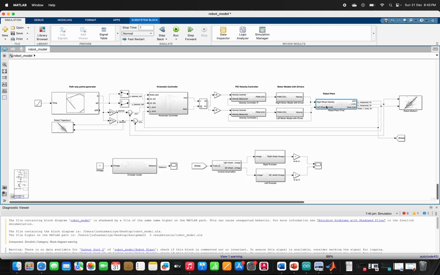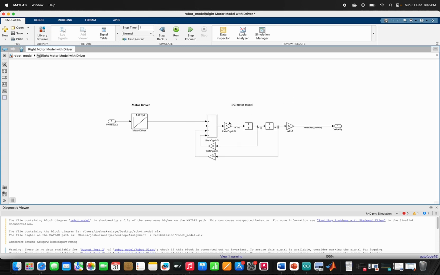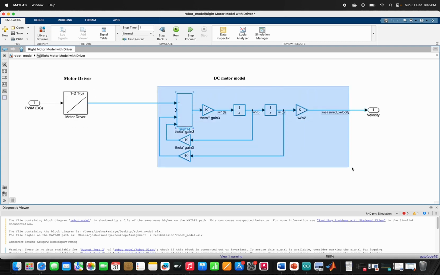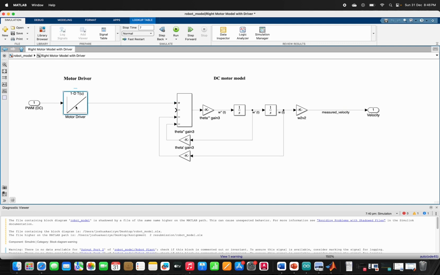And in this case, to get the velocities of the left and the right wheel, we are to provide them into the robot via the motors. Here we have the right and left DC motor models, and this is the DC motor model where it takes in voltage and outputs velocity. And this is the motor driver, which converts the PWM cycle output from the PID controller into voltage and then provides it to the motor module.